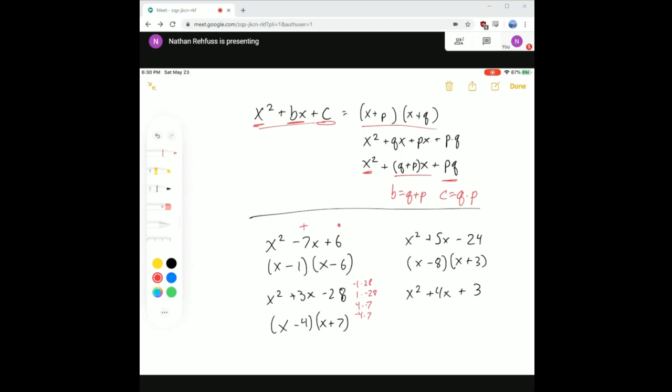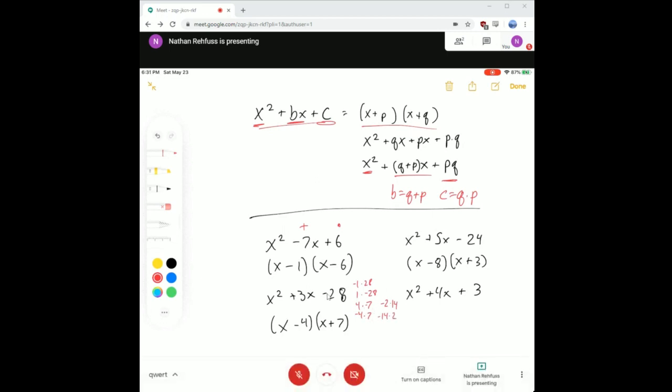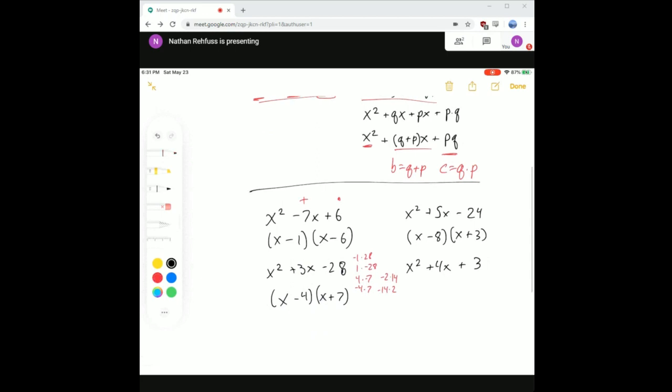So I don't have to write all these out every time. I'm just looking for a pair of numbers that have a product of negative 28 that are 3 apart. If they're 3 apart, like negative 4 and 7 are, it'll work. And x squared plus 4x plus 3, saved an easy one for last. So that's slide and divide.